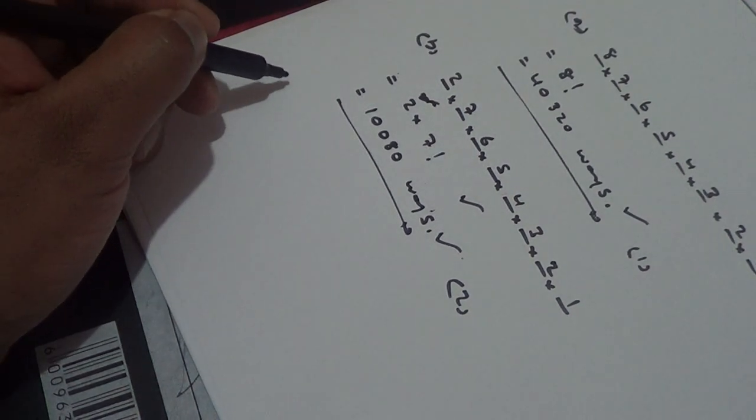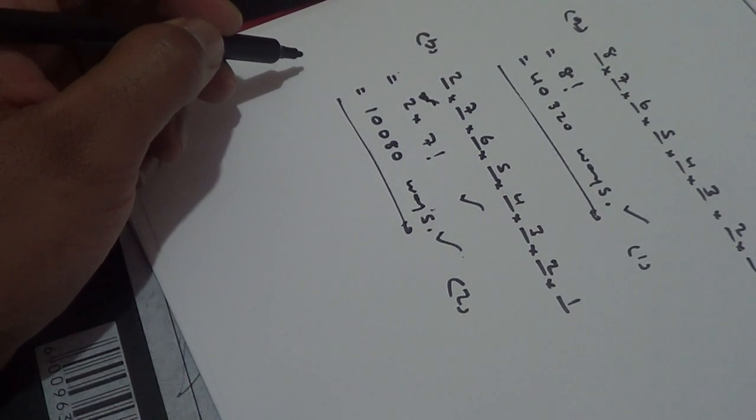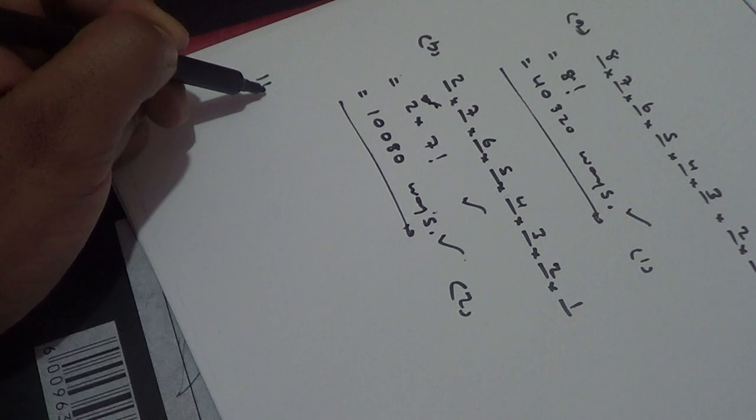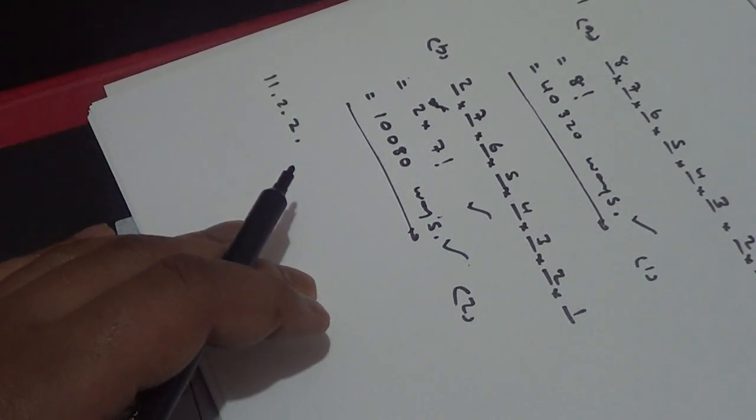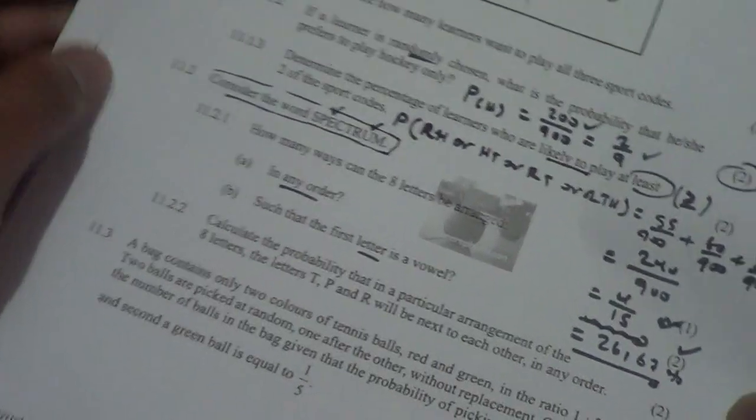Hey, Bafeto, our hour is trying to run away from us. So let's do this one, 11.2.2. Yeah, but we're going to try and wrap it up very quickly.